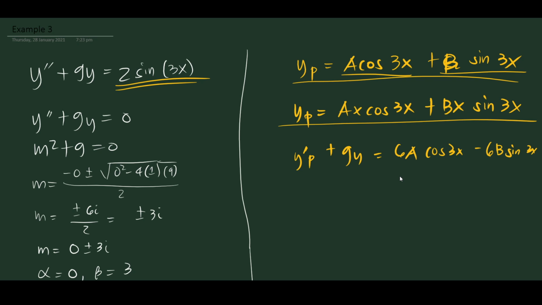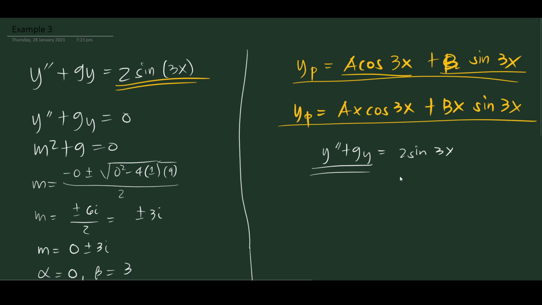Okay, so that is also equal to, right, let's just rewrite it here so that it can be more clear. So let's write our original equation first. We have y double prime plus 9y is equal to 2 sine 3x. Okay? So y double prime plus 9y, this will evaluate to 6a cosine 3x minus 6b sine 3x is equal to 2 sine 3x.